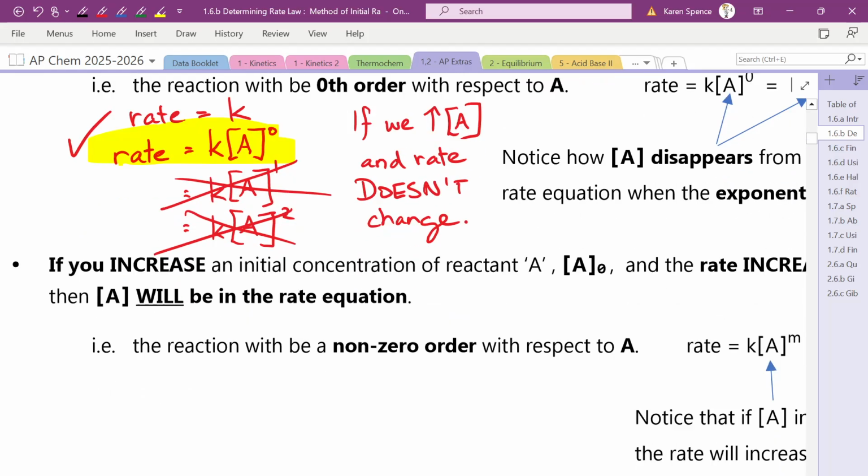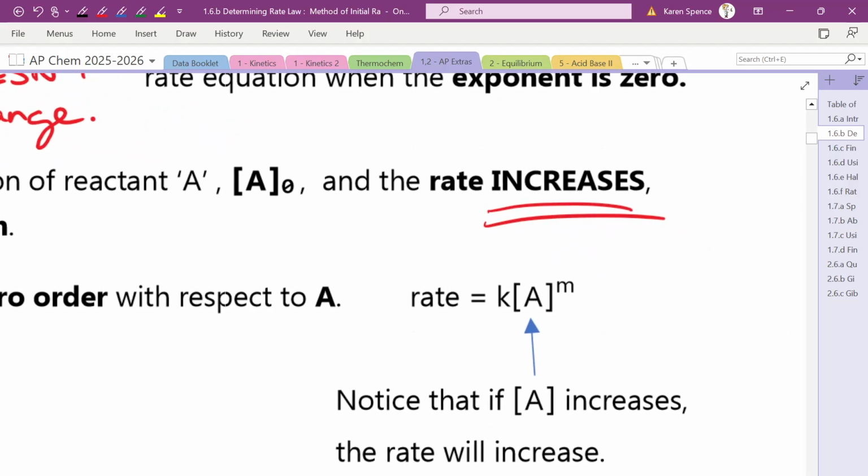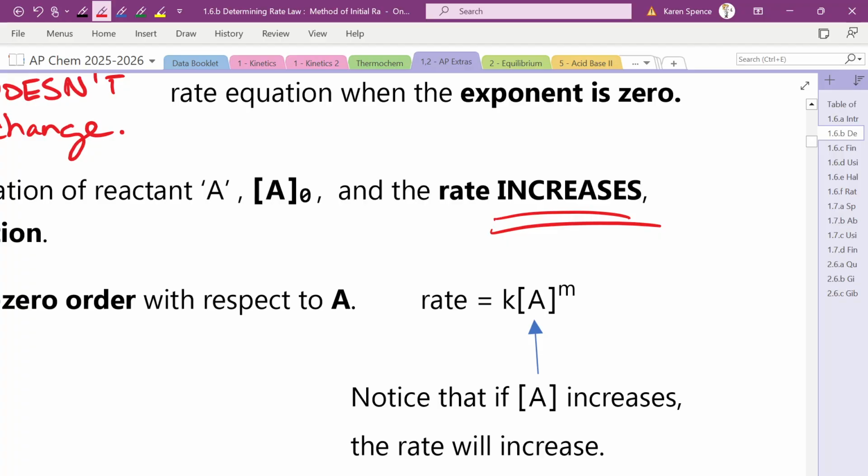If you increase the initial concentration of A naught, and the rate increases, then A will be in the rate equation. So it'll be A to the 1 or A to the 2 or something like that. So you will have a non-zero order with respect to A, and then you just have to figure out the exponent.